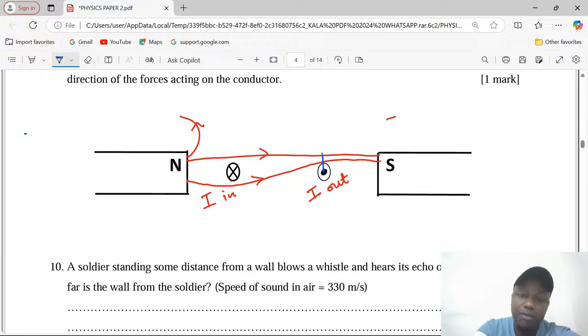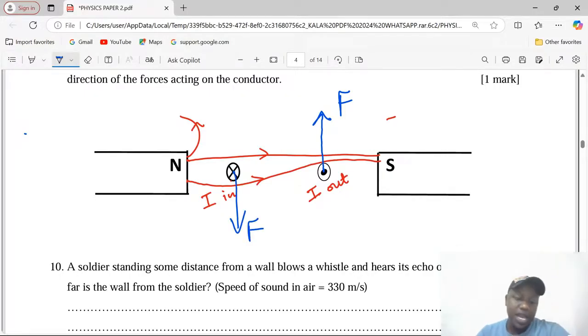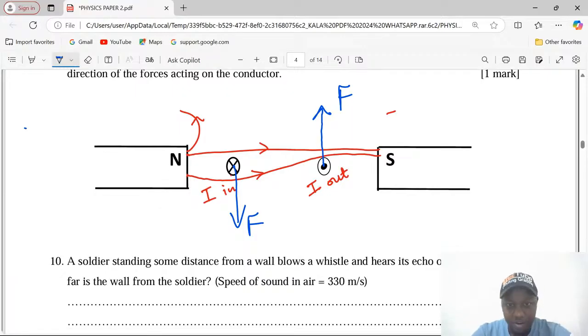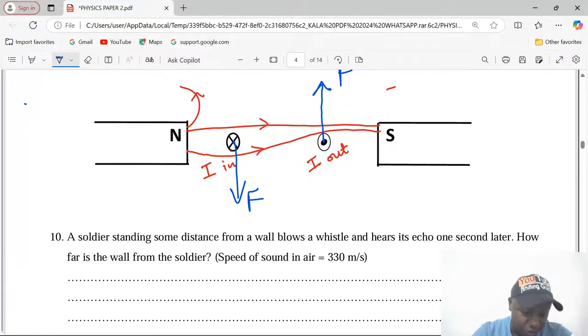So the thumb will point upwards. Then in the other case, automatically, the force will be going downwards. So those are the forces, and I have indicated them. So we have applied Fleming's left-hand rule.